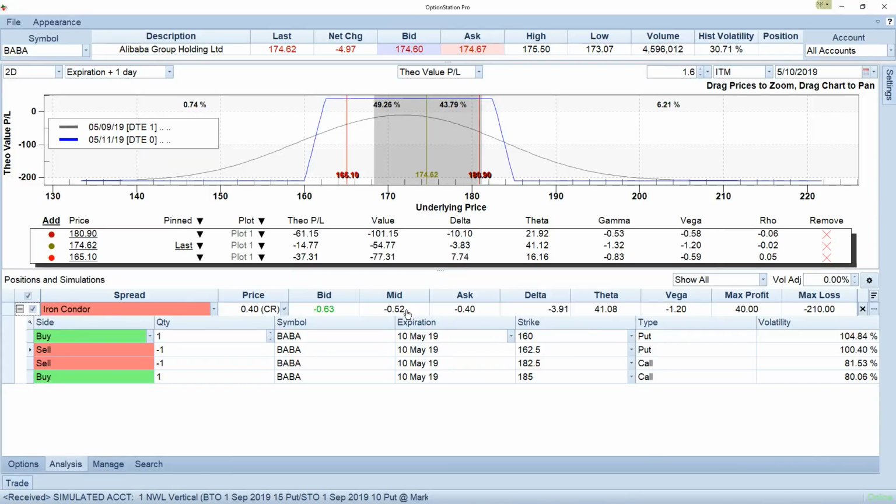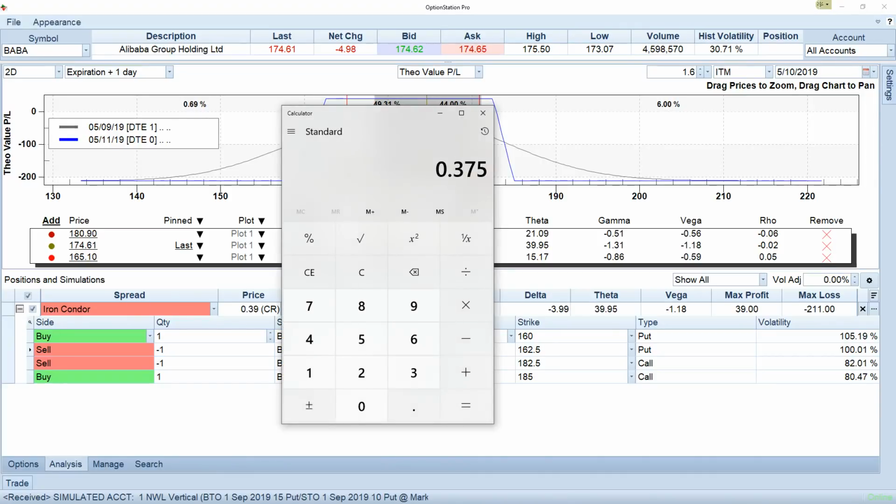Now, careful, before we get too excited, we need to talk about the risk, because the risk will tell you how many contracts to use.